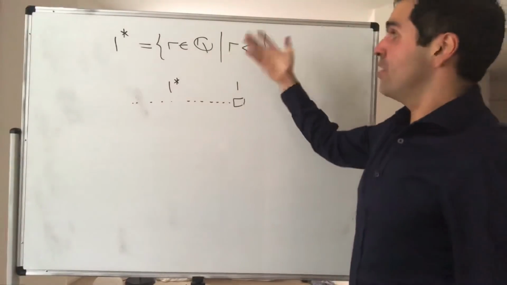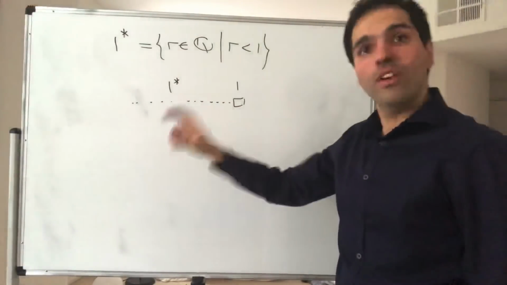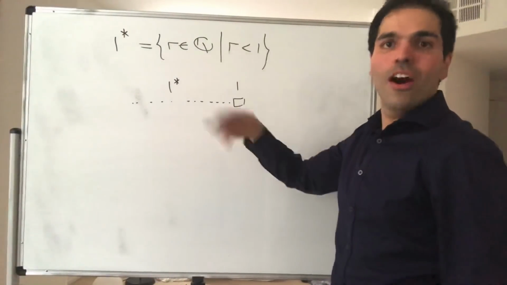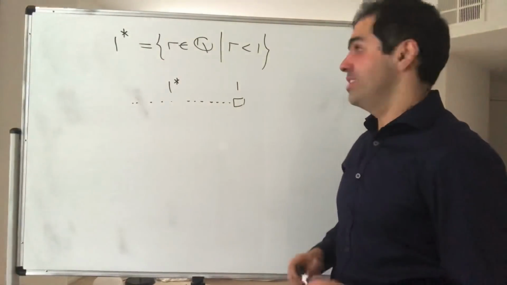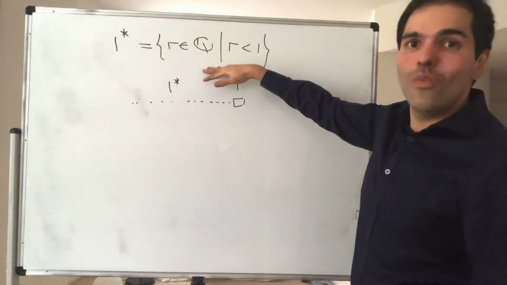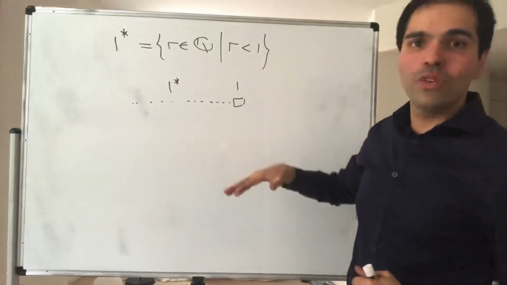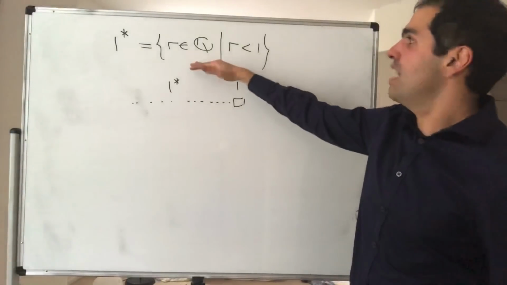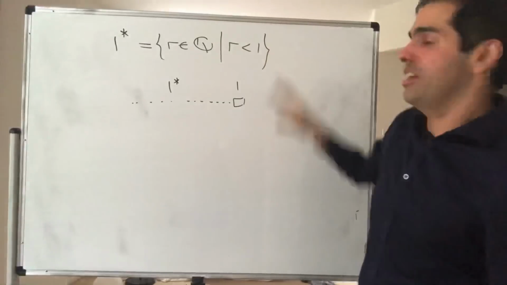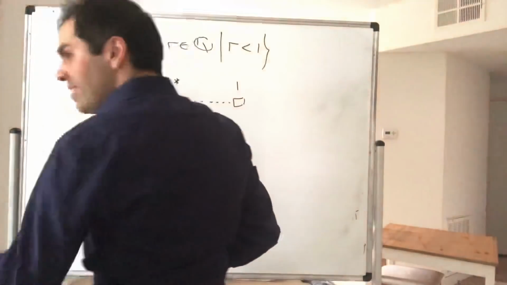And in particular, what this is saying is, given a rational number, we can define such a real number, 1 star, for instance. So in this sense, we can say that the rational numbers are included in the real numbers, because given a rational number, we can naturally define a real number in this way. Okay, so that was an example of a cut.